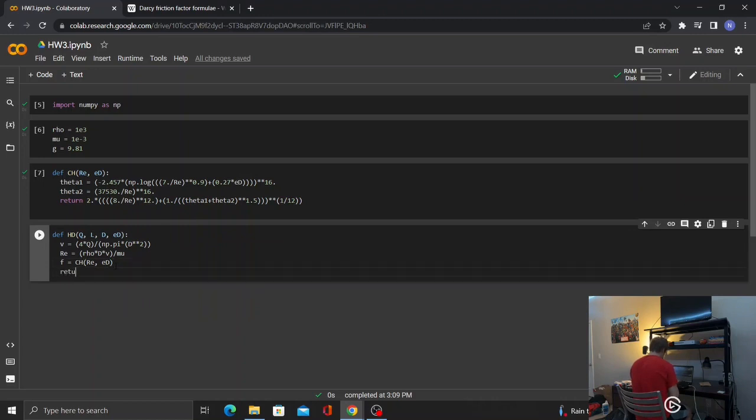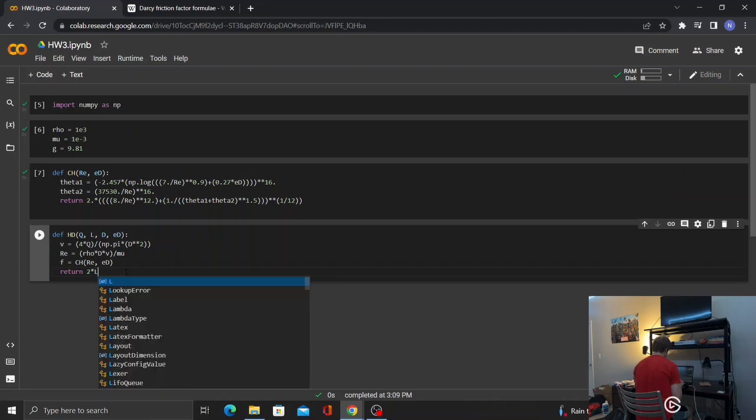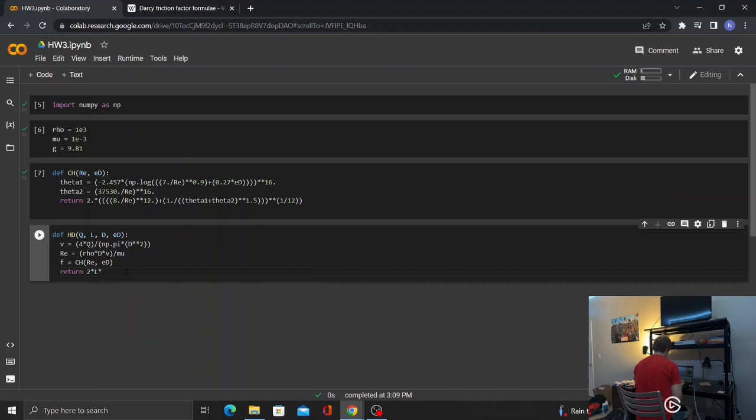And now finally we can return the equation that we had on the board, 2 times L times F times our V squared, and then all of that over our D times G.